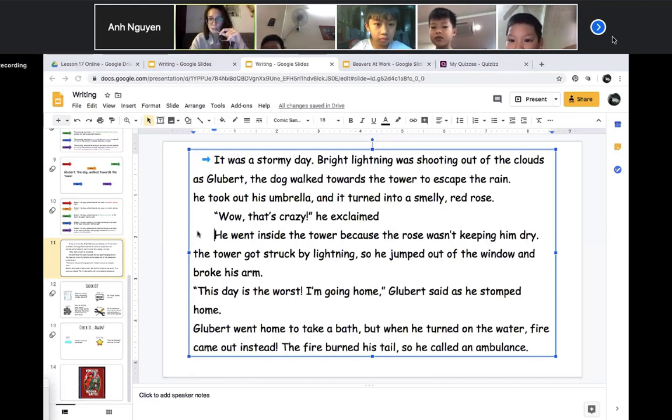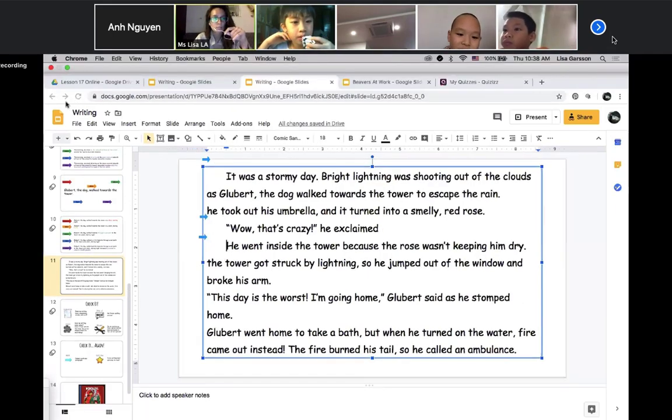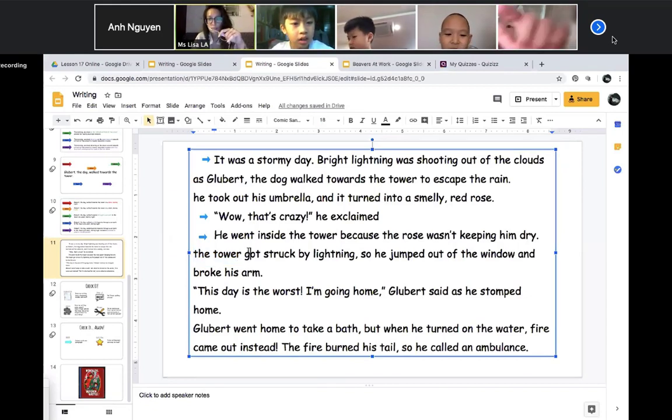David, what's next? Where else do we need to indent? He went inside the house. Nope, we just indented that one. What's next? So we have an indent here, one here, one here. What's next? The tower got struck by lightning. Is this a new paragraph? That's the middle of a sentence. We don't start a paragraph in the middle of a sentence.